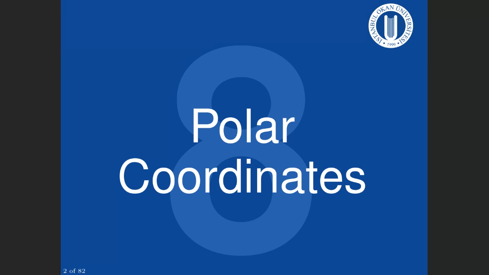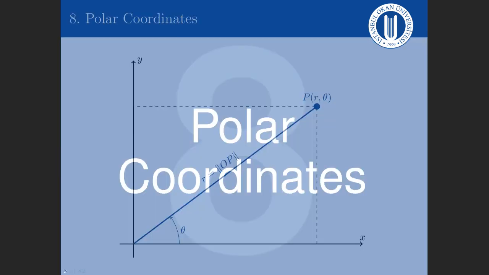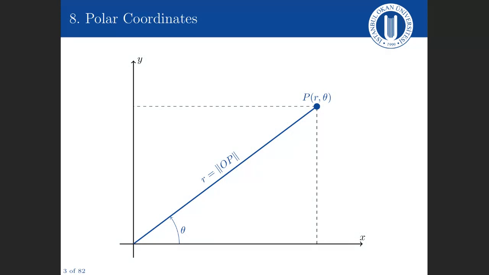Last week we talked about Cartesian coordinates in the plane, a way to describe the position of a point using XY coordinates. Now we're going to talk about a different way to describe the position of a point. Using polar coordinates, we can describe the position of the point P using two numbers, a number r and an angle theta.